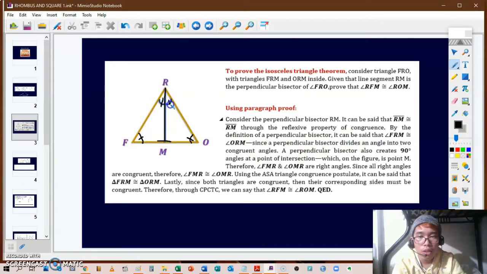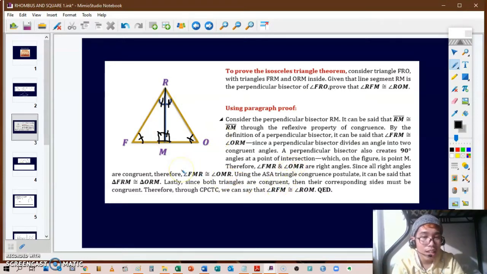These two angles are congruent because line segment RM is a perpendicular bisector, and a perpendicular bisector also acts as an angle bisector. A perpendicular bisector also creates 90-degree angles from the point of intersection. So you have your 90 degrees here, and we can say that angle RMF and angle RMO are congruent to each other because all right angles are congruent.